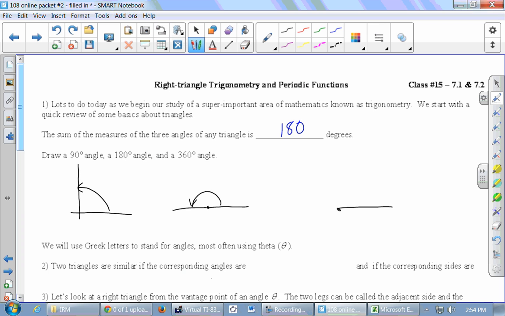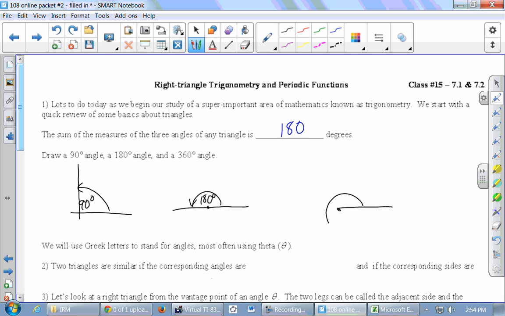Okay, so the first one I've got written in here is a 90-degree angle. It's called a right angle. Next one is 180. It's half of a revolution. It's also called a straight angle. And then how do you draw 360? Because 360 is essentially not doing anything. You'll land right back on yourself.